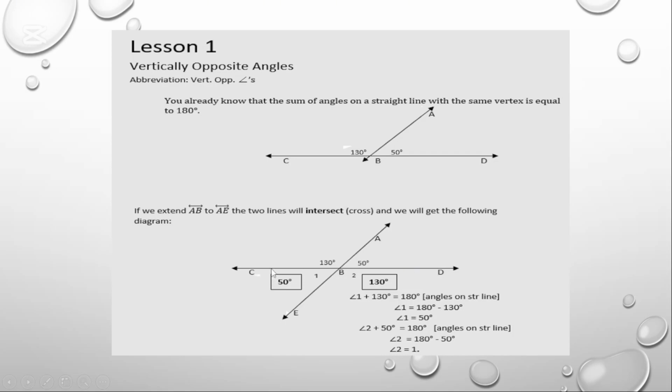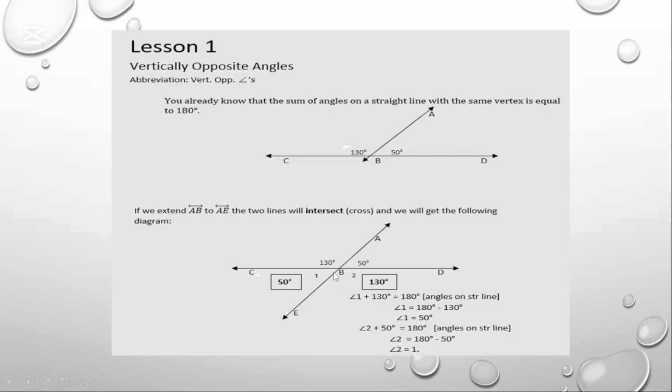Below line CD, we have these two angles, 1 and 2. They add up to 180 degrees. And if we look again, ABD is 50, ABC is 130, CBE 50, and DBE 130.